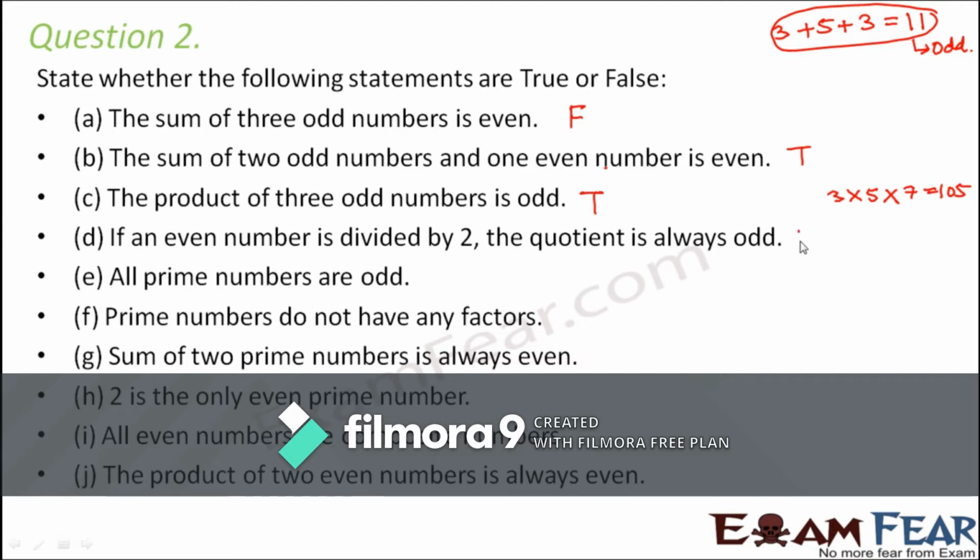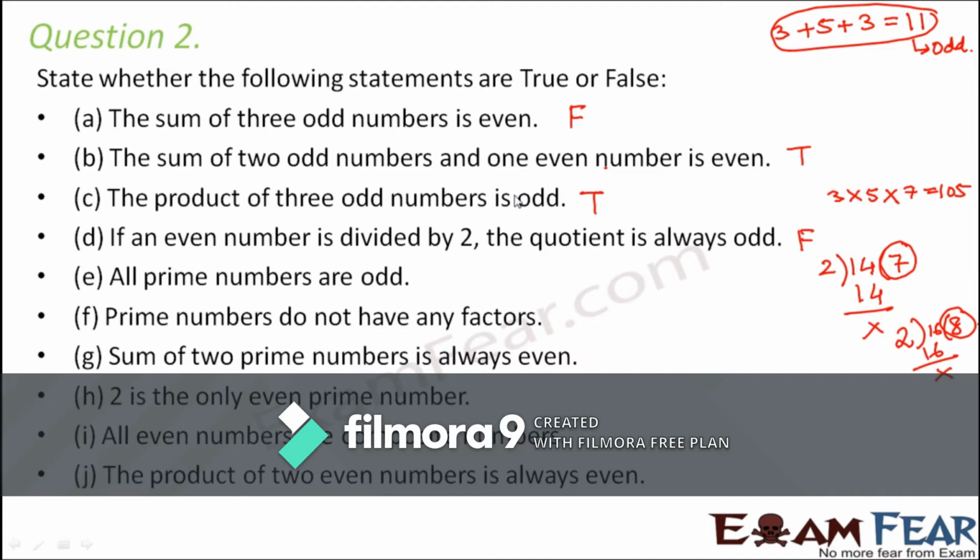If an even number is divided by 2, the quotient is always odd. Now this is false, because any even number will be exactly divisible by 2. So let us say 14. When 14 is divided by 2, the quotient is odd. Now when you divide 16 by 2, the quotient is even. So in this case, the quotient can be even or odd.